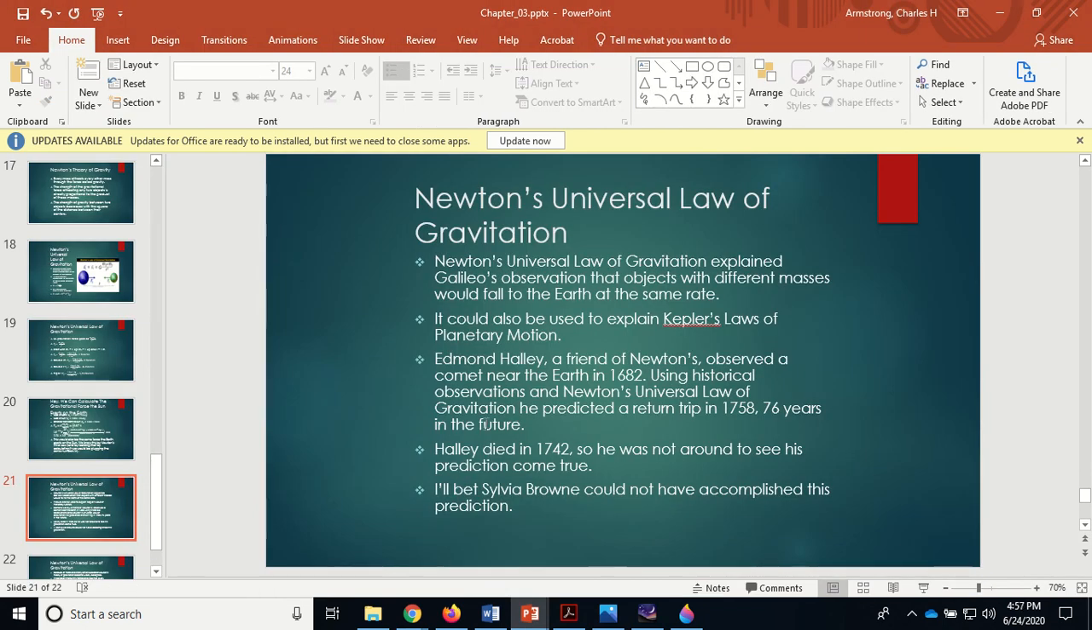All right, so Newton's universal law of gravitation explained Galileo's observation that objects with different masses would fall to the Earth at the same rate. We could show that using it if we were going to get into the math, but I don't want to lose half my class, so I'm not going to. It could also be used to explain Kepler's laws of planetary motion. Remember those three laws we went through? Those were observations. Newton's explaining why through the stuff you're looking at now.